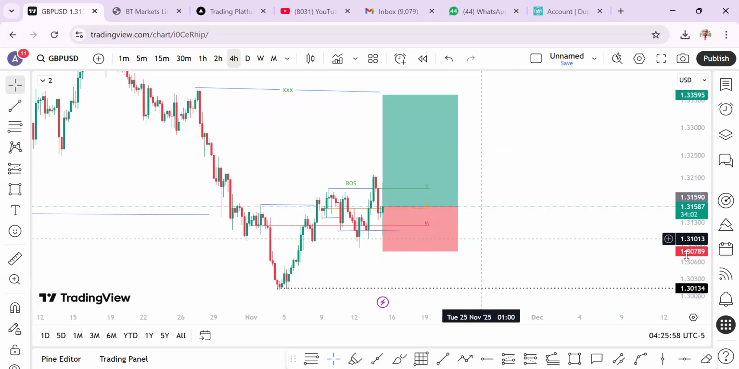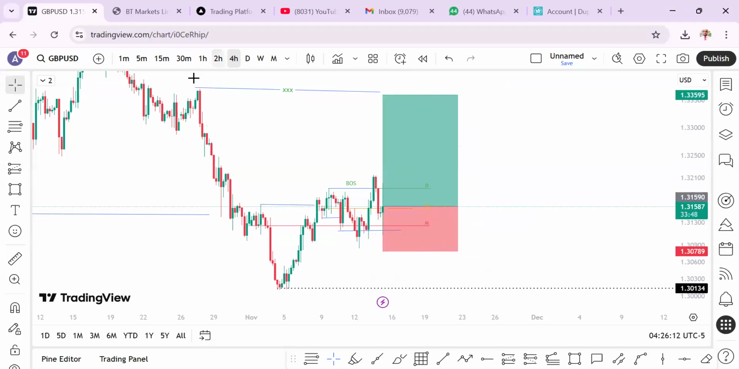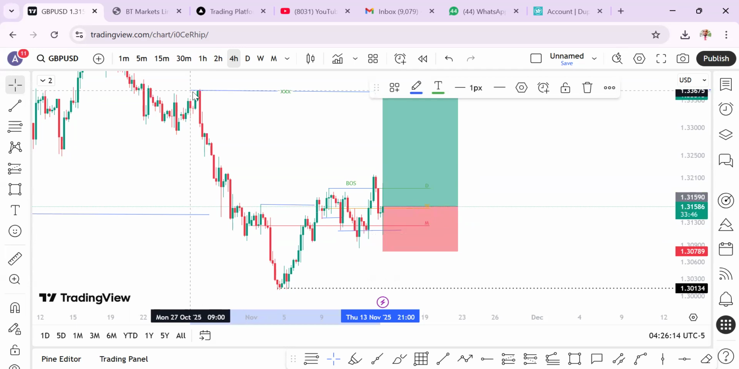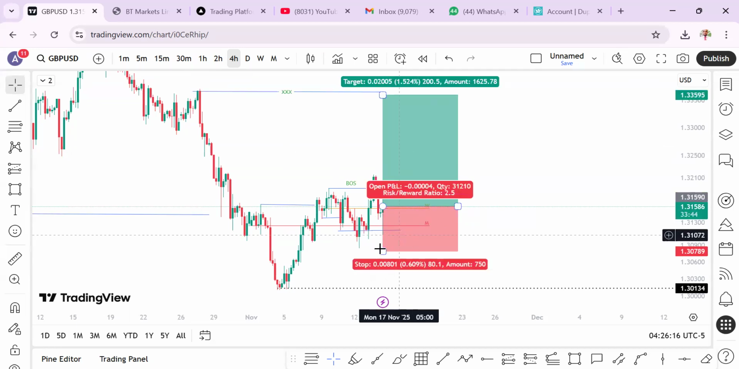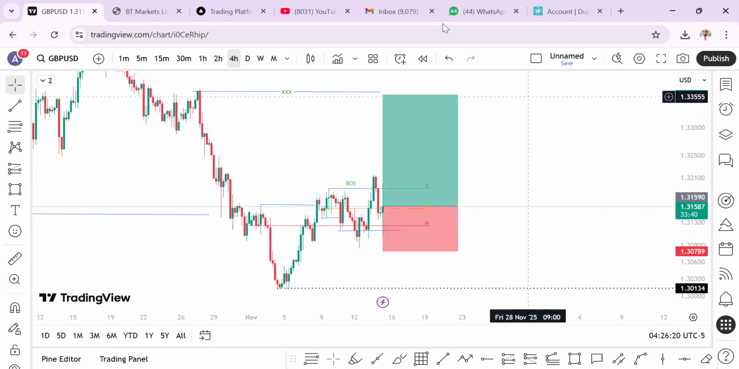Then your stop loss will be 1.330789. But understand that the stop loss is quite wide, 80 pips. So factor that in. If you are using 0.01, you are putting about $8 on the table for a risk.